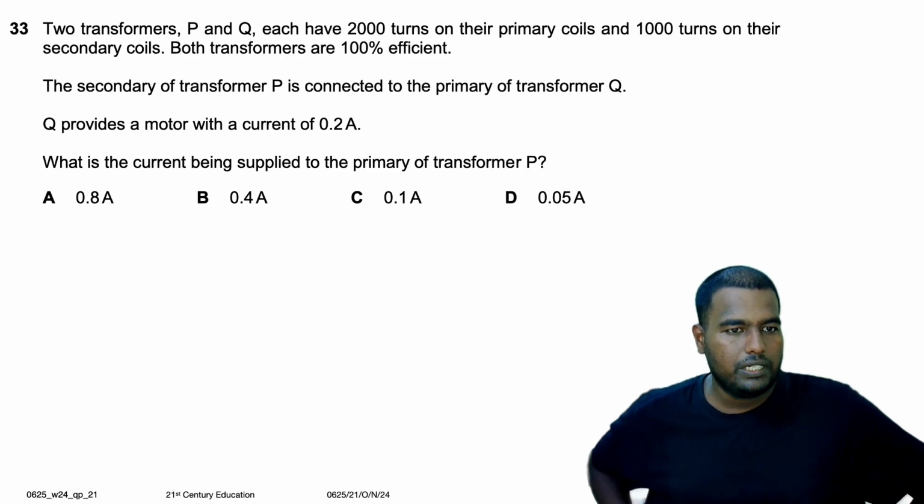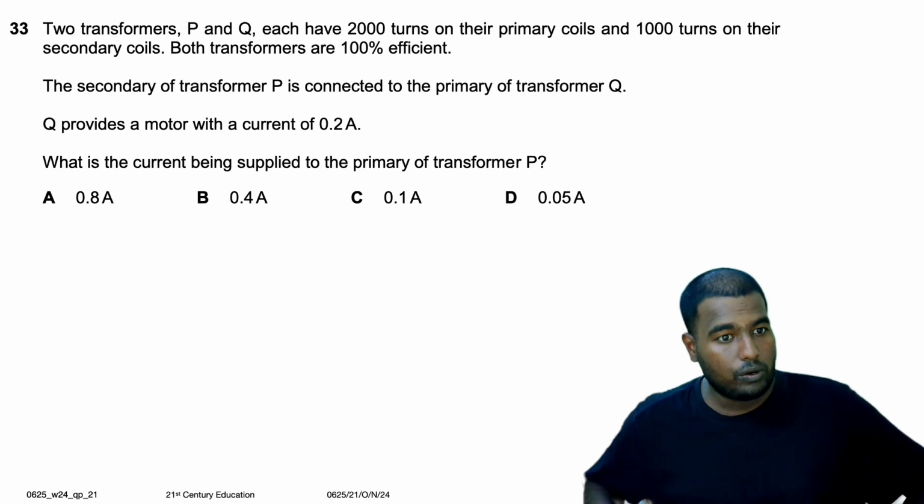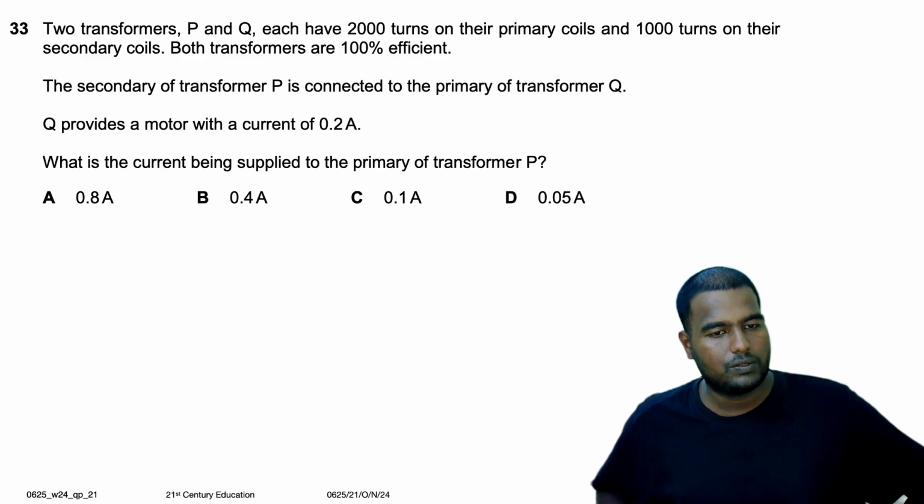Two transformers P and Q each have 2000 turns on their primary coils and 1000 turns on their secondary coils. Both transformers are 100% efficient. The secondary of transformer P is connected to the primary of transformer Q. Q provides a motor with current 0.2 ampere. What is the current being supplied to the primary of transformer P?